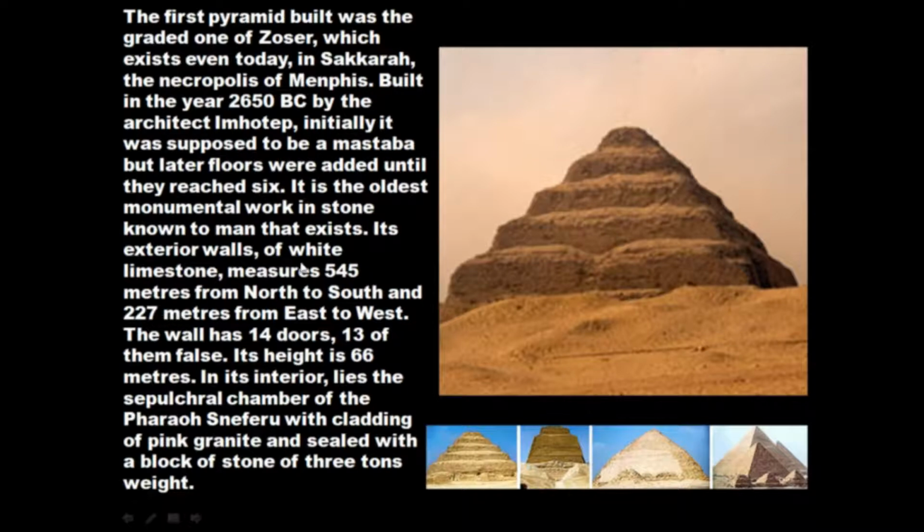Its exterior walls of white limestone measure 545 meters from north to south, and 227 meters from east to west. The wall has 14 doors, 13 of them false. Its height is 66 meters. In its interior lies the sculptural chamber of the pharaoh Seneferu, with cladding of pink granite and sealed with a block of stone of 3 tons weight.